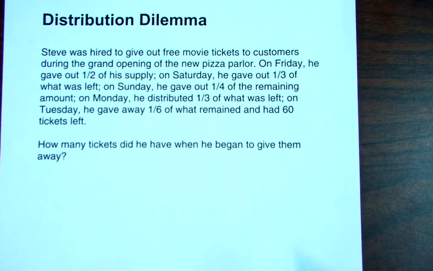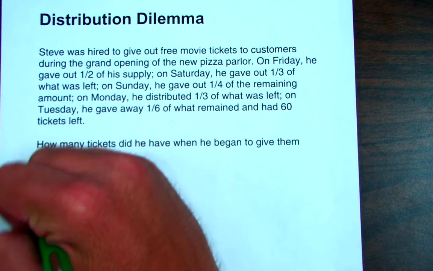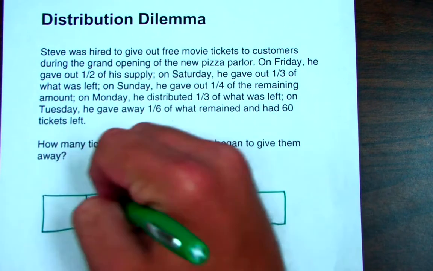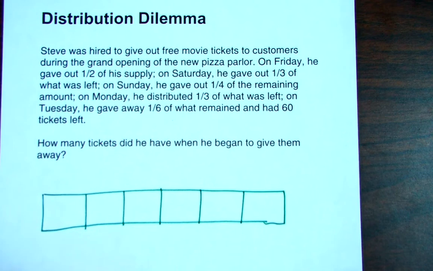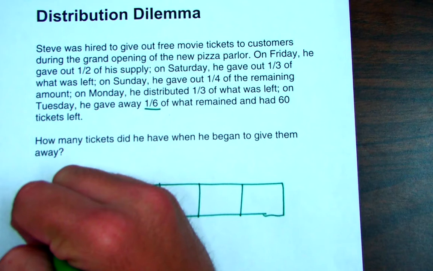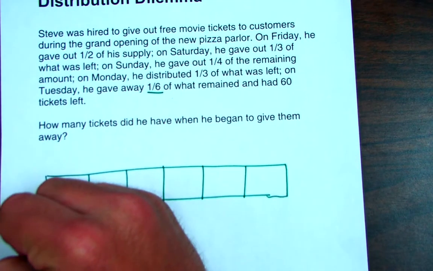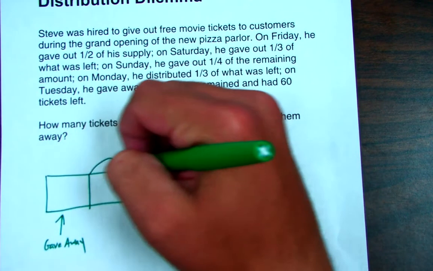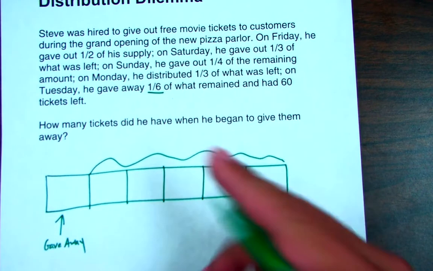All right. So let's start here with Tuesday. He gave away 1/6 of what remains and had 60 left. Now, why did I put it into sixths? Because that's what it tells me. Now, he says he gave away 1/6. So one of the 6 squares gave away. So that means these 5 out of 6 squares, these 5 left over, had 60 remaining.